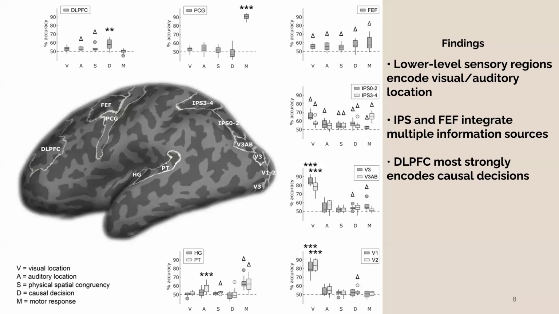by the way, the triangle suggests, just like in the tables, significance after Bonferroni correction for all the regions. So, for example, the frontal eye field activates for all of them, and so does IPS. But the authors of this paper wanted to see if there was one region that was active only for causal decisions. And they found that on the top left, dorsolateral prefrontal cortex was more active for causal decisions compared to other tasks.